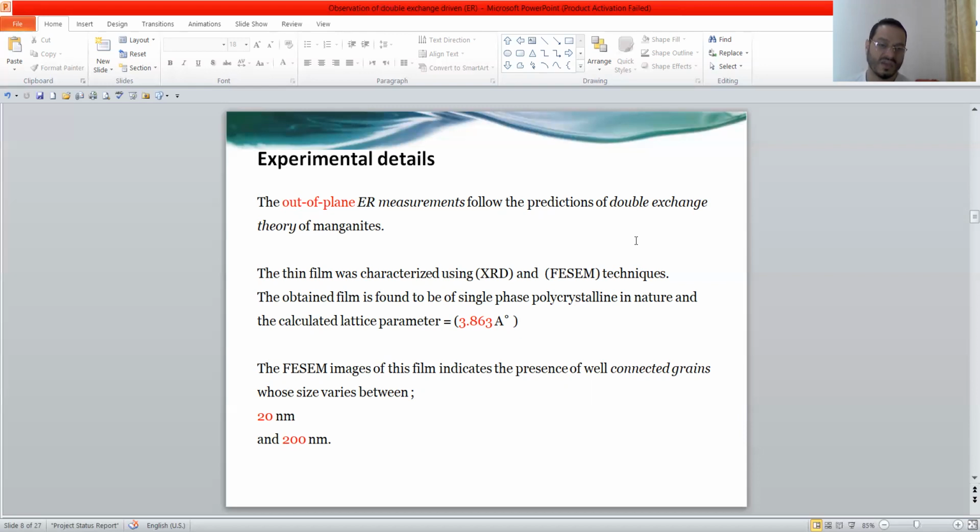3.86 angstrom. The field emission scanning electron microscope image of this film indicates the presence of well-connected grains whose size varies between, here, we have an important thing, 20 nanometers and 200 nanometers in the field emission scanning electron microscope. The grains start from 20 nanometers until 200 nanometers.